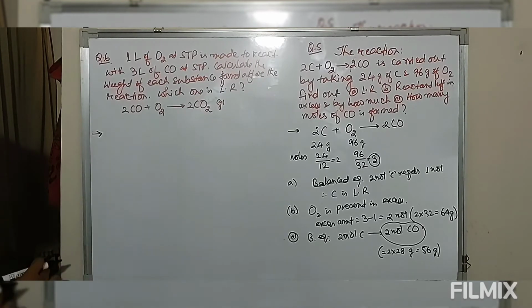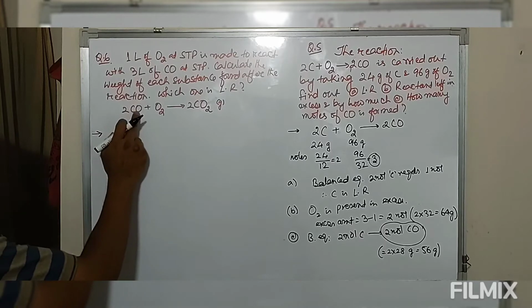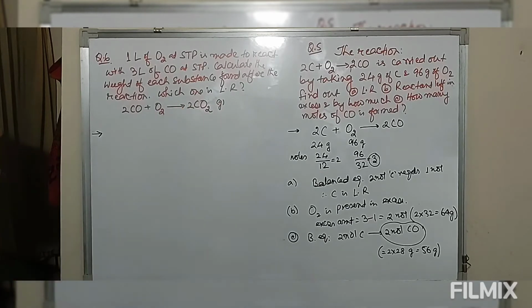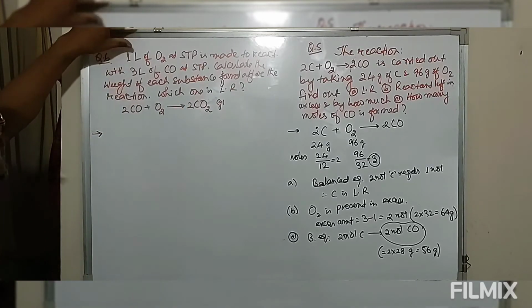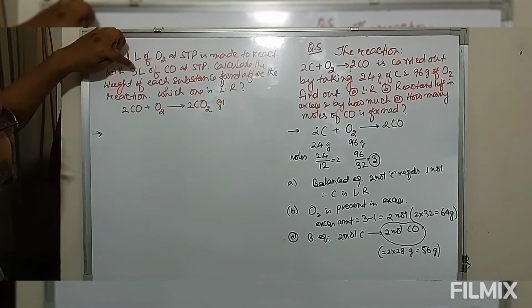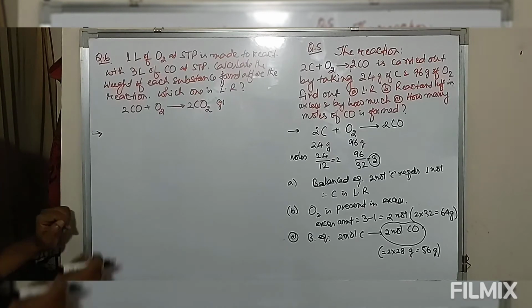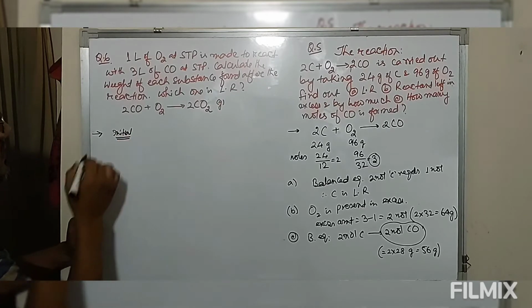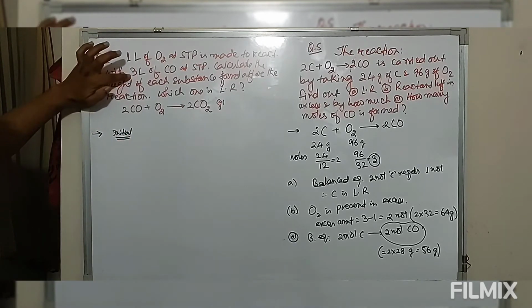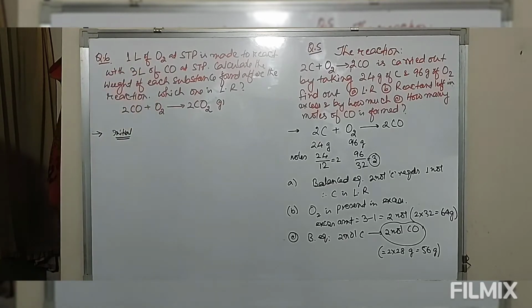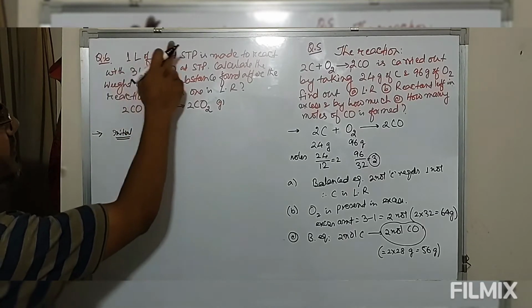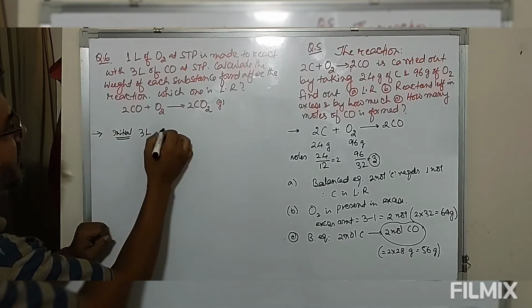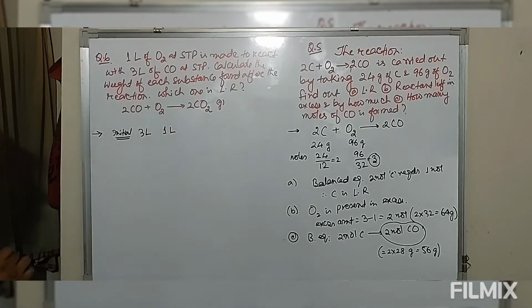Now in this balanced reaction, 2 moles of carbon monoxide react with 1 mole of oxygen to give you 2 moles of carbon dioxide. The question says 1 liter of oxygen at STP and 3 liters of carbon monoxide at STP. So look at this initial: what is being given? 3 liters of carbon monoxide, and oxygen is 1 liter. Both are maintained at STP.